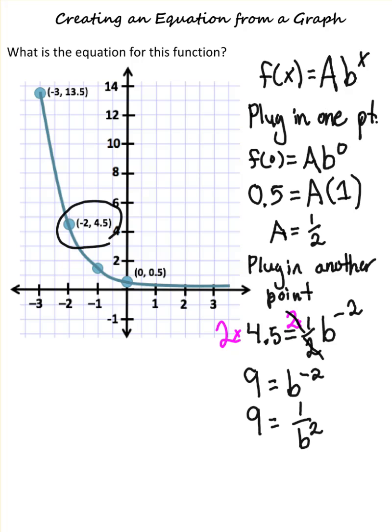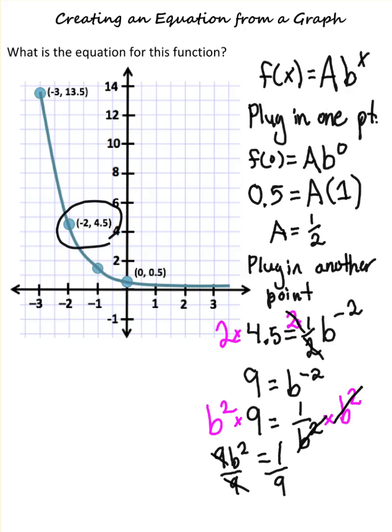And now I want to rearrange this for b. One way I could do that is by multiplying both sides by b squared. That cleans the b squared off the bottom here, and I'm left with 9b squared equals 1. I could get rid of the 9 by dividing both sides by 9. The 9's will cancel, and that gives me b squared is 1/9.